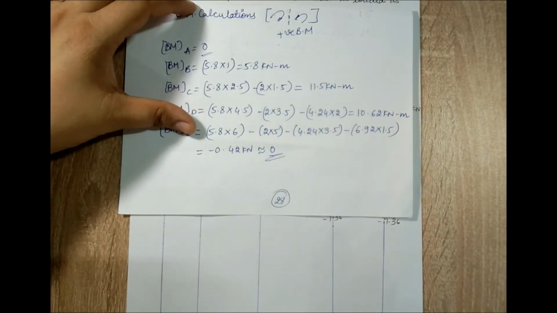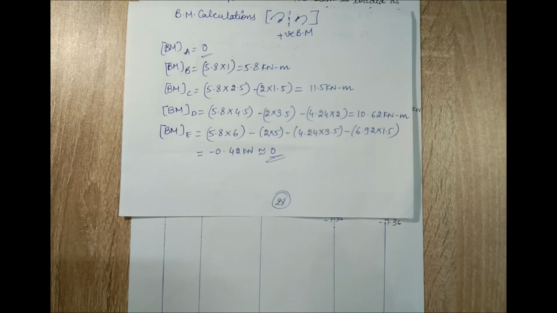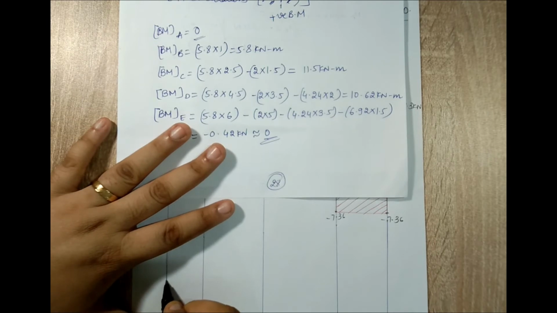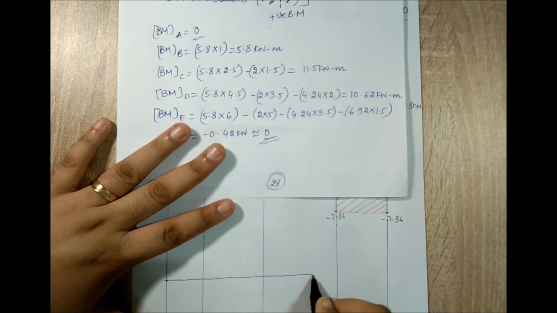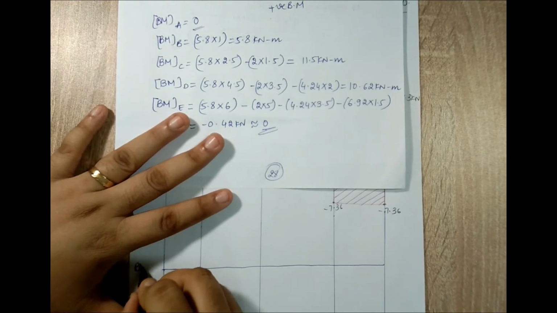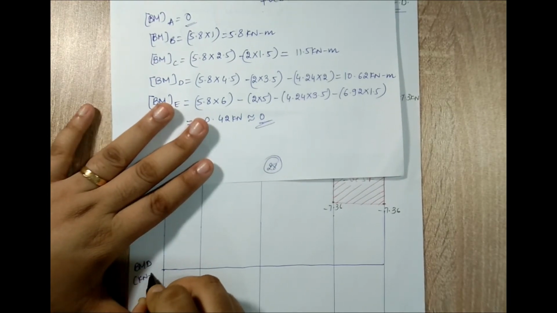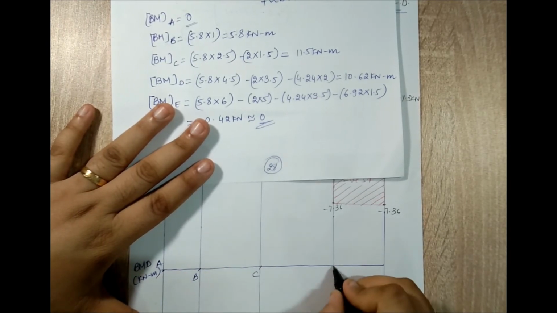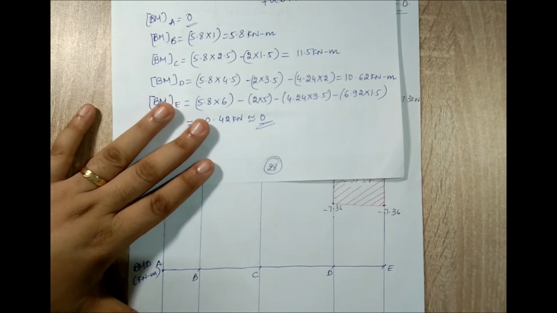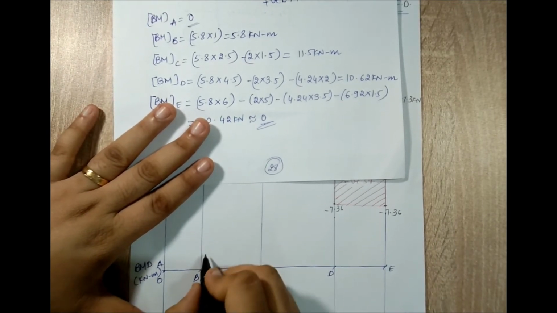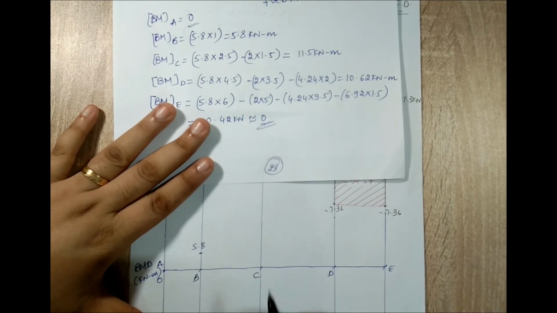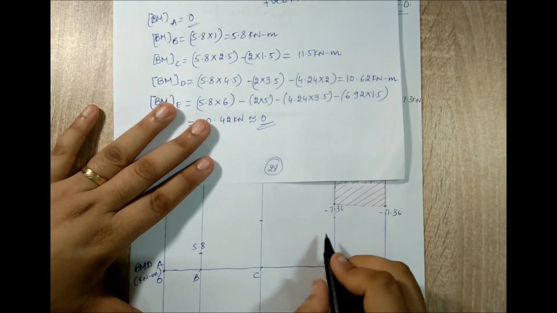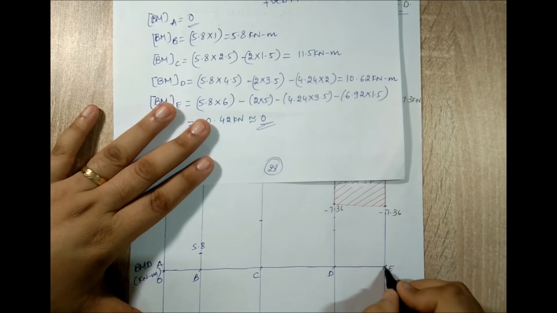Now I need to keep some space for AFD as well. So when I see here, I'll see that all the bending moments are positive. So at a particular distance here, I'll just draw my line. This is my bending moment diagram, which will be in kilonewton meter. The first point is A, then I have B, C, D and E. At point A the value is 0, at point B the value is 5.8, at point C the value is 11.5, at point D the value is 10.6, so I'll take it here, and at E the value is 0.